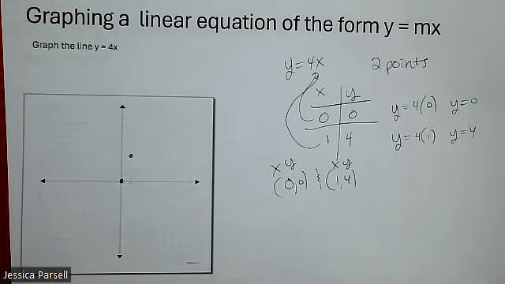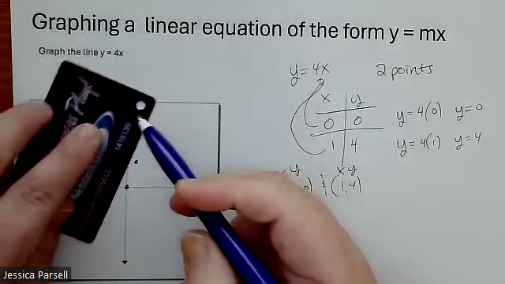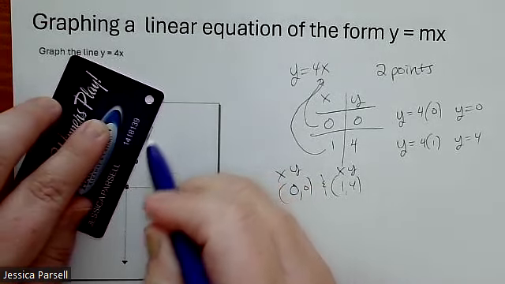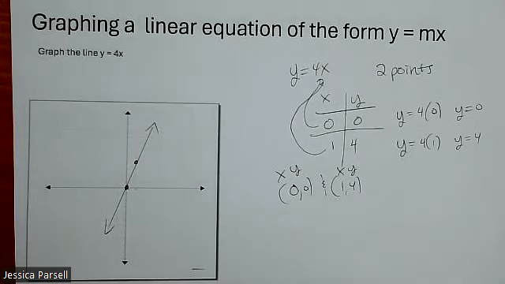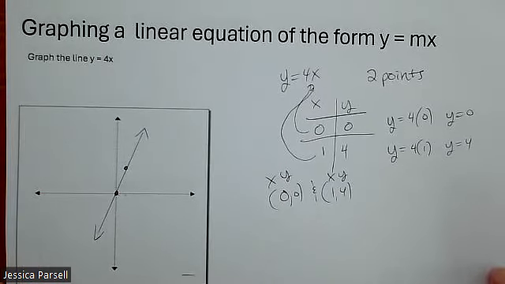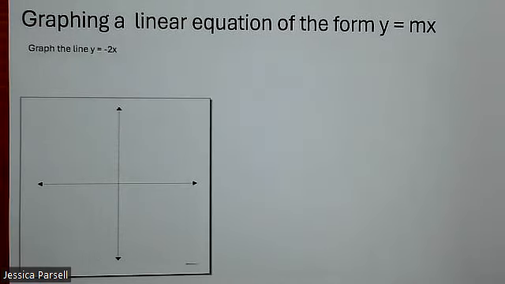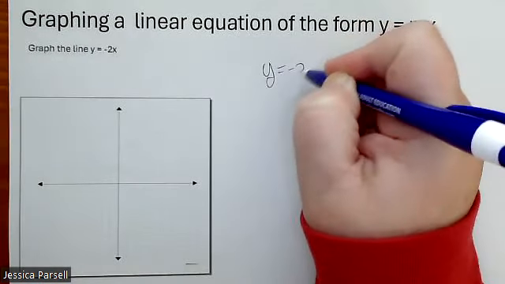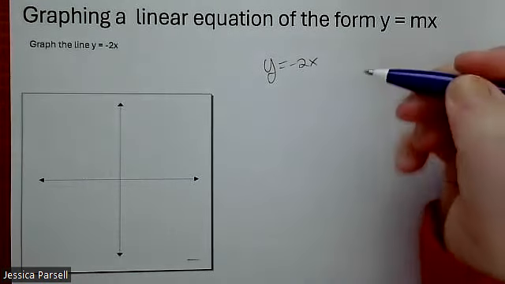So now you'll take your tool. In ALEKS, I think they let you plot 2 points, and then you grab the little graphing line tool, and you'll just graph a line right through those 2 points. Okay, I'm going to have you try one on your own. Try this one, y equals -2x. So pause the video and see what you can do with this one.